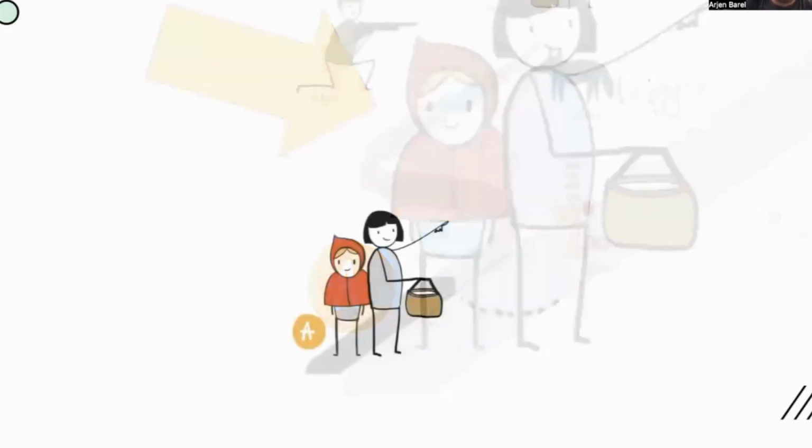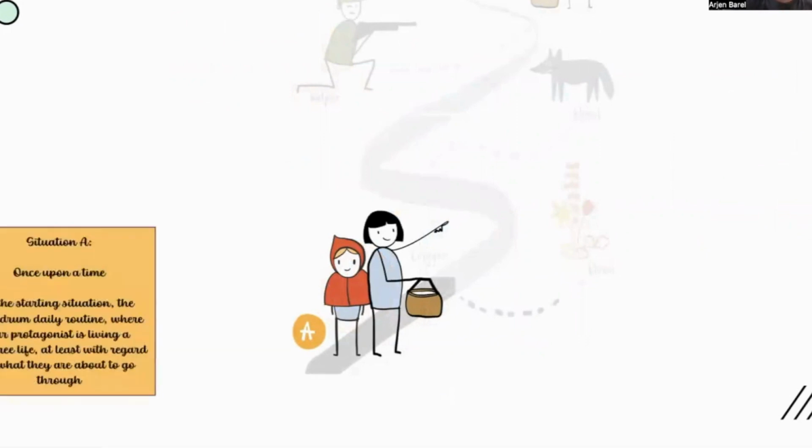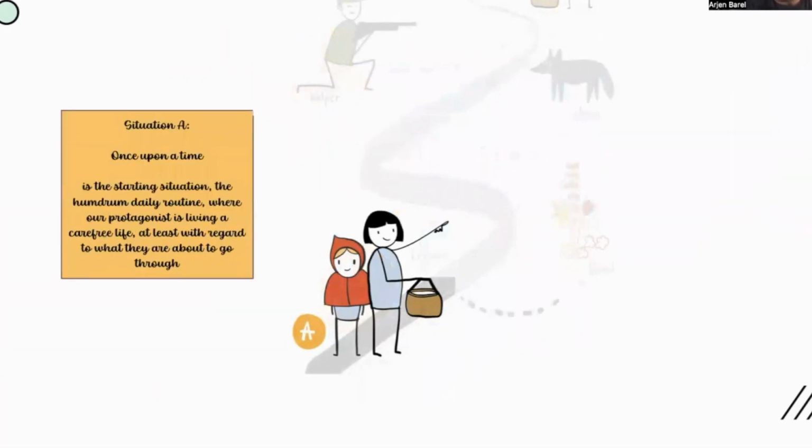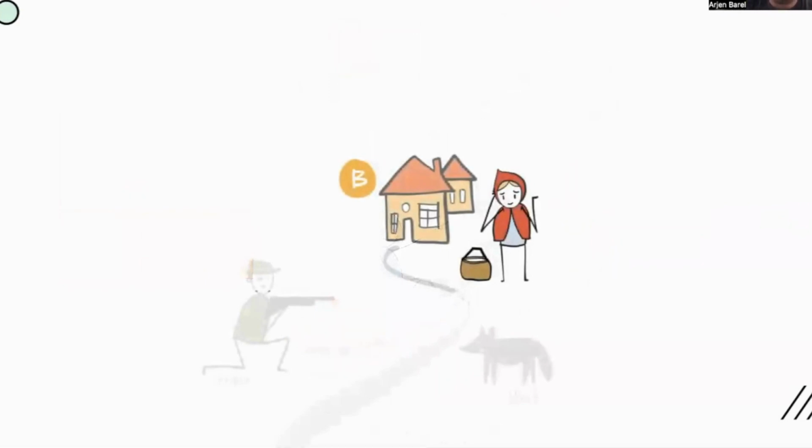Then we go to the next element, and that's what we call situation A, or the situation once upon a time. Once upon a time, there was a little girl wearing a red riding hood, etc. This is the start situation, and in situation A it's important that there are some characteristics, so you give the context, but in this case, it's also important to mention that Little Red Riding Hood is rather naive.